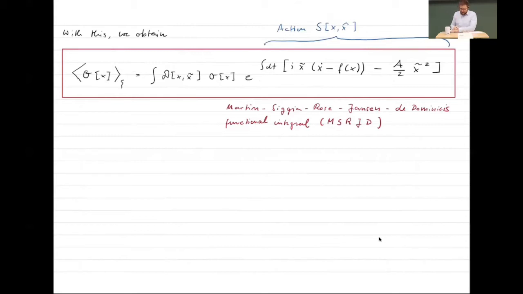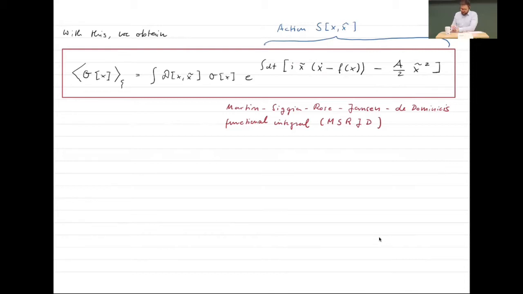Yeah, and now we already have arrived at a famous formula, at least famous for a very small number of people. This is the so-called Martin-Siggia-Rose-Janssen-De Dominicis functional integral. That's what you see here in the red box. Now we just put everything together. Here we have our noise. Here we have what we had before. And here is, so to say, the deterministic part that came from the Langevin equation.